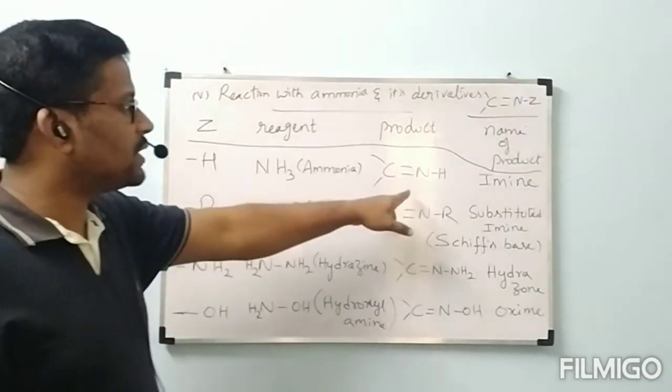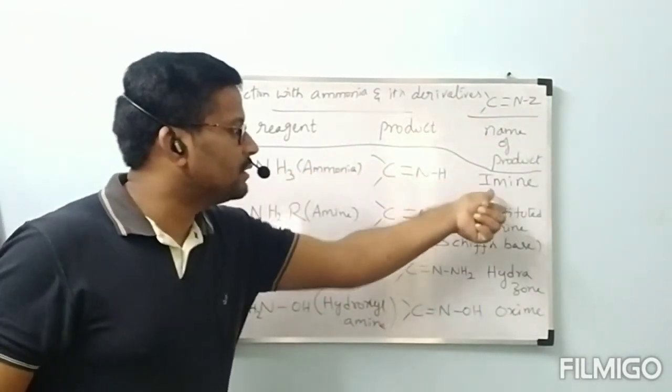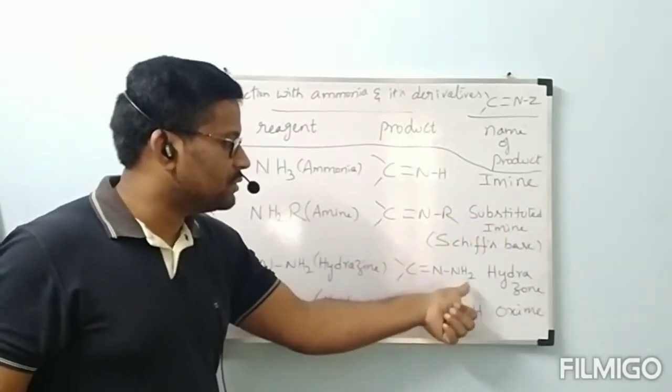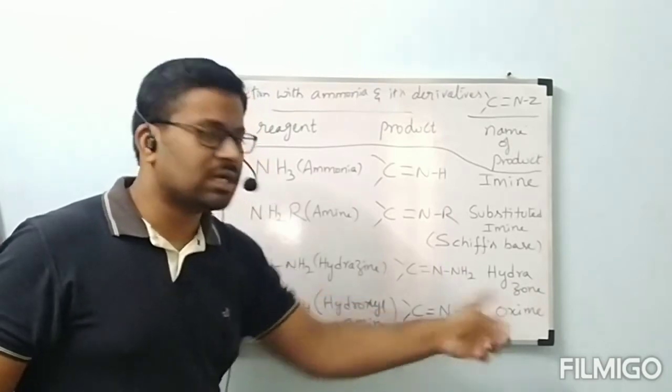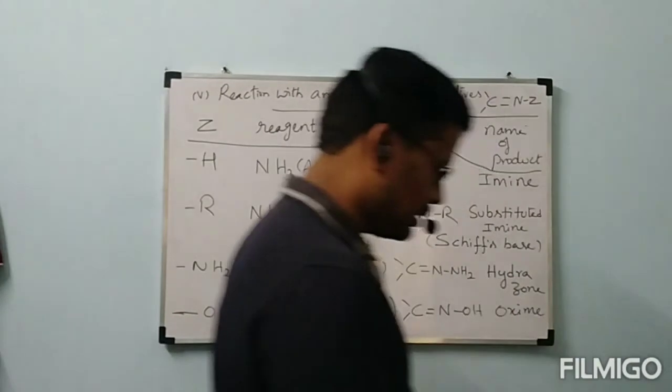Everywhere the common product is C double bond NZ. If Z is equal to H, imine. If Z is equal to R, substituted imine. If Z is equal to NH2, hydrazone. If Z is equal to OH, oxime. Next.